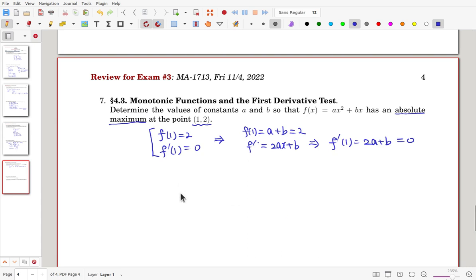Okay, we rewrite those equations here. a plus b equals 2, and 2a plus b equals 0. Okay, we have to solve this system of equations. Just simple subtraction will give you minus a on the left side, and on the right side is 2. So we have a equals minus 2. Once a is minus 2, then you can easily see that b must be 4. So that's the final answer.